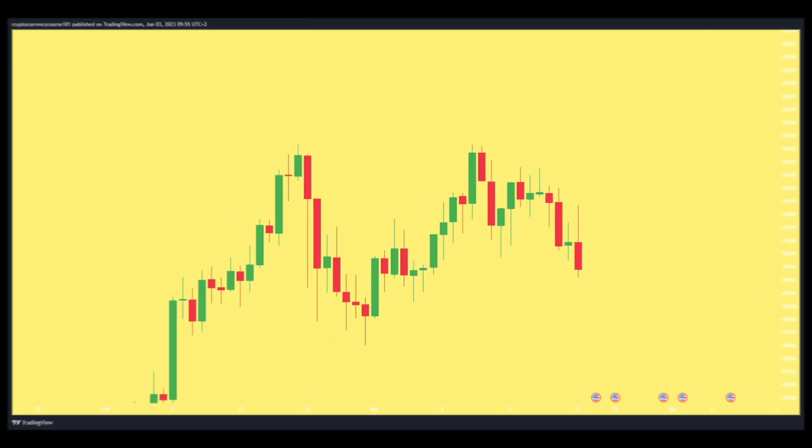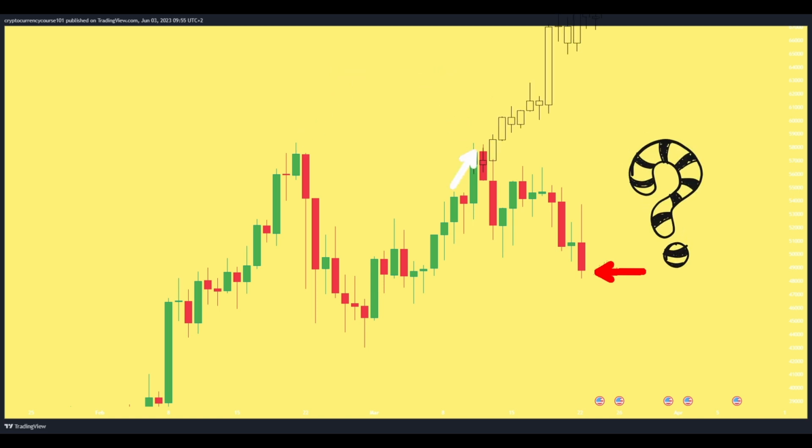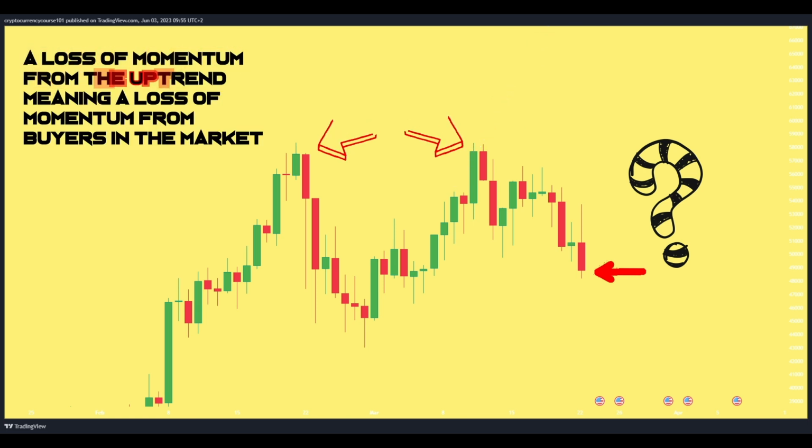Now, what does the double top tell you from a price action standpoint? Price failed to make a higher high, but instead made the same high, which shows a loss of momentum from the uptrend, meaning a loss of momentum from buyers in the market.